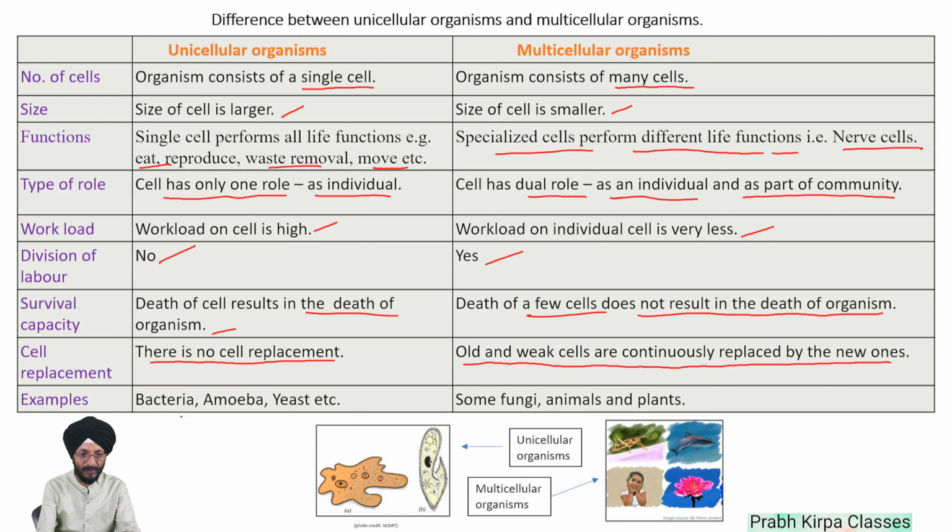Examples of unicellular organisms are bacteria, amoeba, yeast, etc. In the case of multicellular organisms, bonsai, animals and plants are some examples of multicellular organisms.